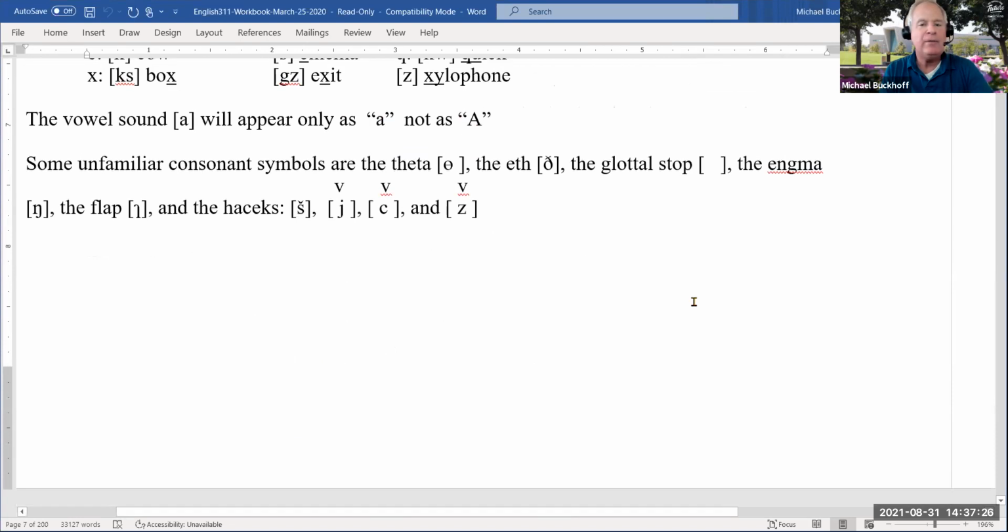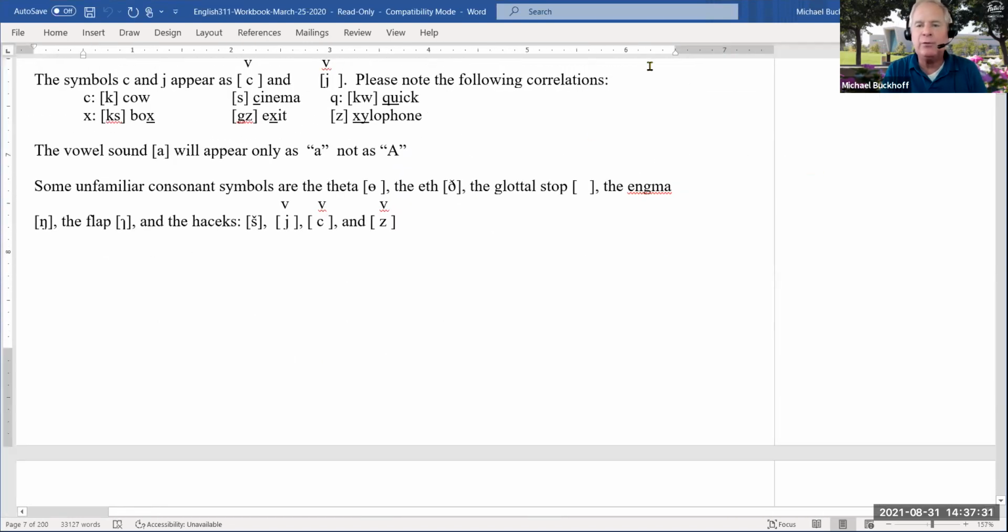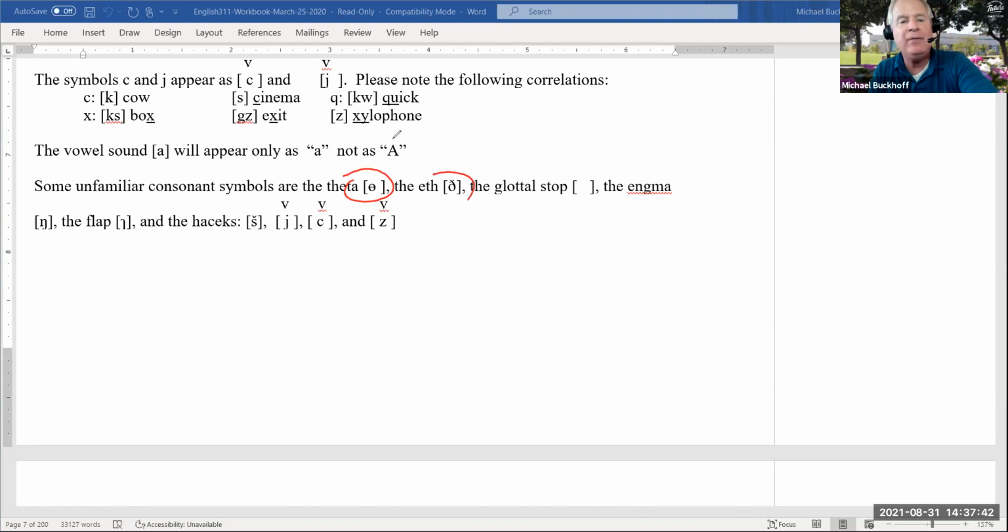Okay, so here we go. It says, as we said in earlier classes, and I introduced in the video, we do have some unfamiliar symbols that you probably don't know unless you study them. And that's why it's good to have note cards. You can see the theta and the eth. And I do have some videos that compare just those two sounds.